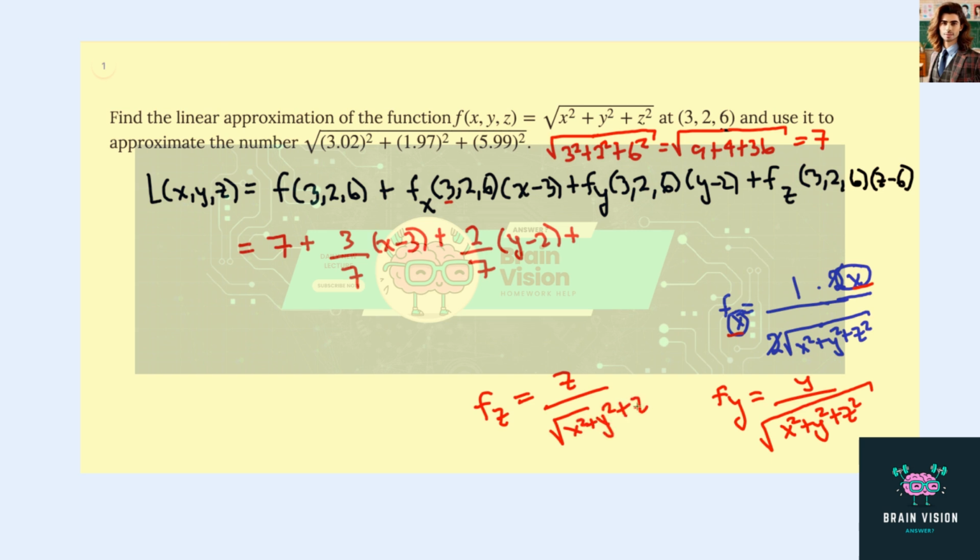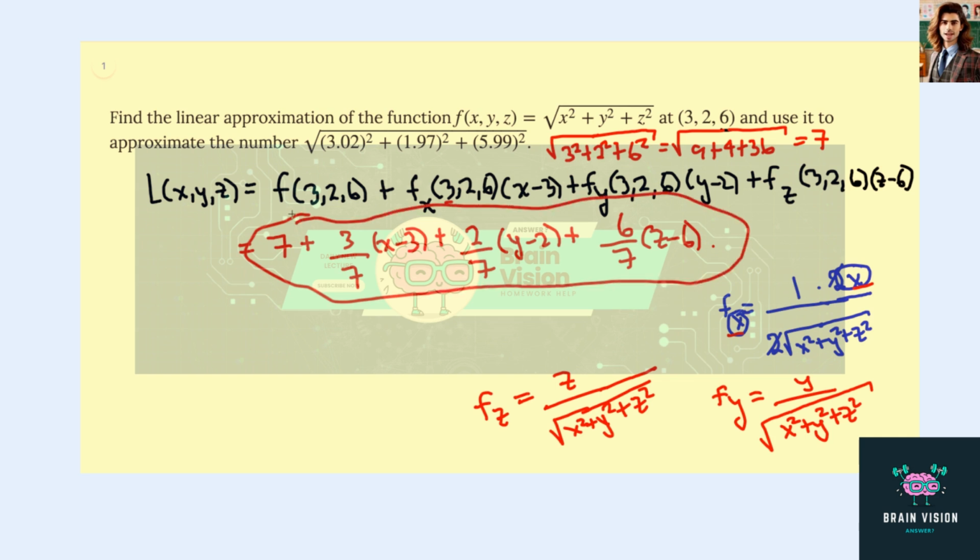So these 3 derivatives that are on the bottom right, they're all computed using the same chain rule and power rule. So this time we'll have a 6 over 7, z minus 6. Okay, so that's the first part. That's one answer here. This is just a linear approximation.